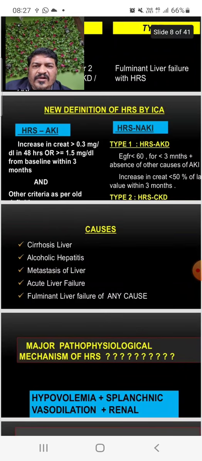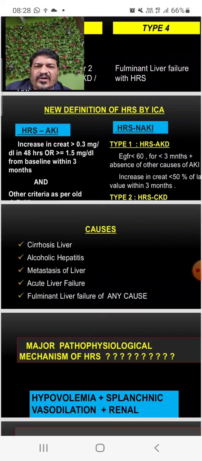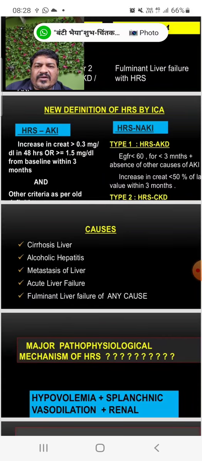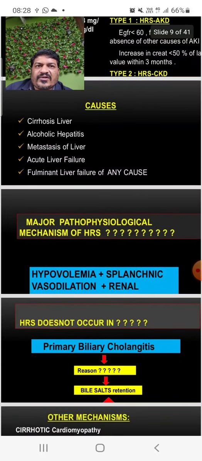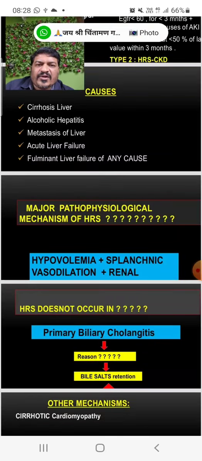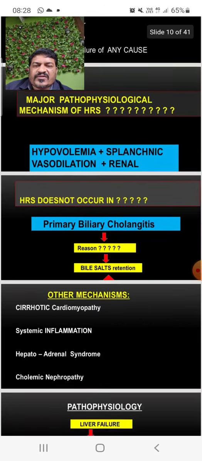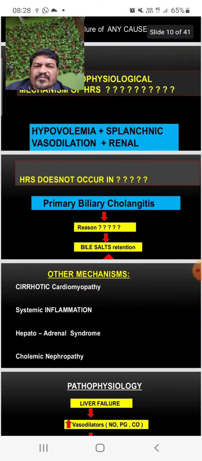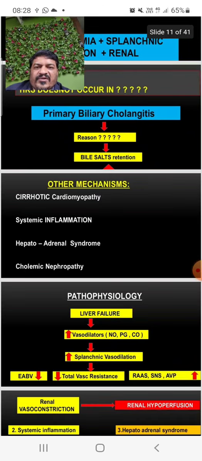What are the causes? Causes of hepatorenal syndrome: cirrhosis of liver, alcoholic hepatitis, metastasis of liver, acute liver failure, fulminant liver failure of any cause. The major pathophysiological mechanism of HRS is hypovolemia plus splanchnic vasodilatation plus renal vasoconstriction. HRS does not occur in primary biliary cholangitis; the reason is unknown. Bile salts retention. Other mechanisms: cirrhotic cardiomyopathy, systemic inflammation, hepatoadrenal syndrome, and cholemic nephropathy.